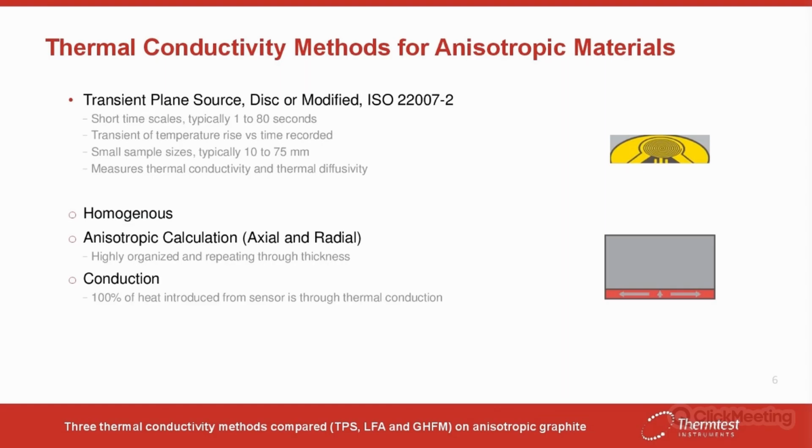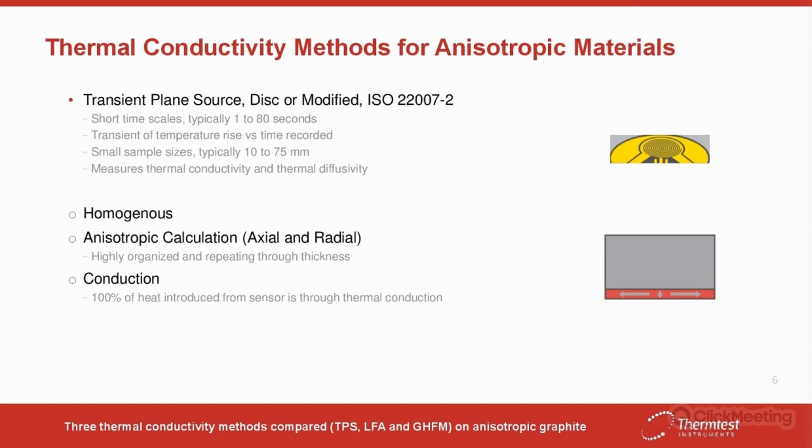So the three methods we're going to discuss that are commonly used for anisotropy measurements are, first, the transient plane source or a modification of it. Time scales or measurement times are typically 1 to 80 seconds, depending on the dimensions and the thermophysical properties of the sample. Typically, you want to keep your heat within the dimensions of the sample, so those properties and dimensions determine the test time you can use. A transient of temperature rise versus time is recorded, where the slope is determined to represent thermal conductivity and thermal diffusivity.